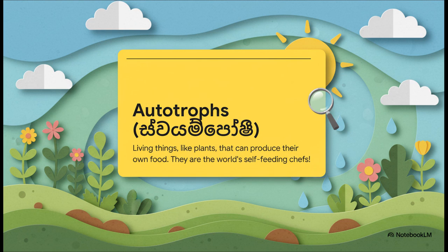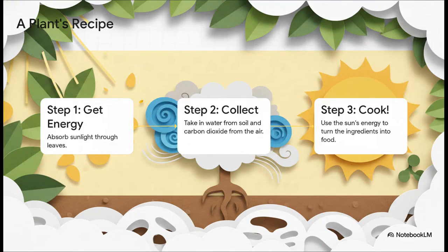I mean, think about it. Animals have to go out and hunt or gather their food. But plants? Nope. They just make their own food from scratch, using the most basic ingredients you can imagine. So how do they pull this off? Well, their secret recipe is both simple and absolutely ingenious. Step 1, they soak up energy straight from the sun with their leaves. Step 2, they grab their ingredients, water from the soil and carbon dioxide right out of the air.